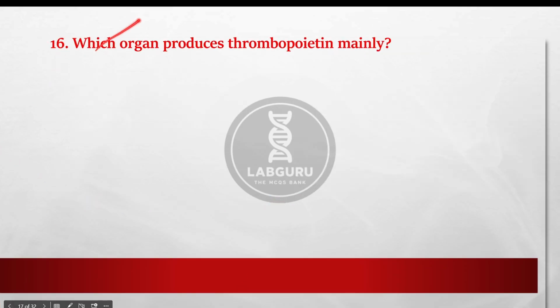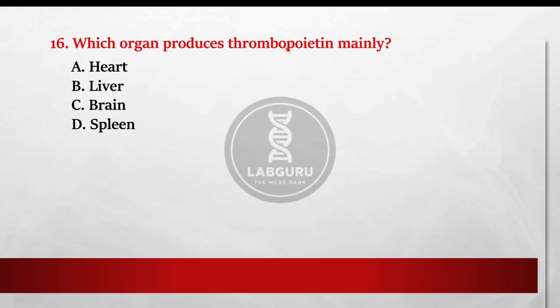Question number 16. Which organ produces thrombopoietin mainly? As we know, thrombopoietin is a hormone produced by the liver in response to low platelet count. So here the options are: option A, heart; option B is liver; option C is brain; and option D is kidney. Mainly produced by the liver, but some amount is also produced by the kidney. So the exact answer is liver and kidney, but we have the options like only B. We are selecting B as the right option. So the right answer is option B.